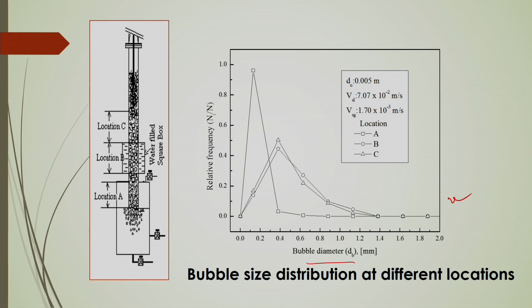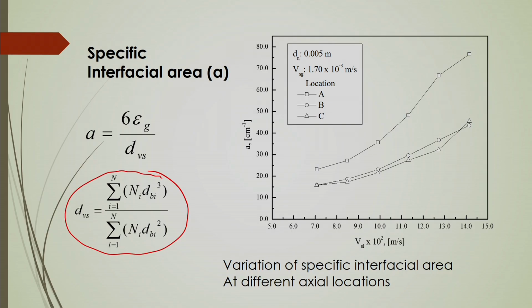Once you know the bubble size, that is the Sauter mean bubble diameter, you can obtain the specific interfacial area, because the specific interfacial area is defined as the total surface area divided by the total volume of the system. It depends on the gas holdup as well as the size of the bubble. So once you know the gas holdup, epsilon g, and the mean bubble diameter, dBs, you can calculate the specific interfacial area from this equation.